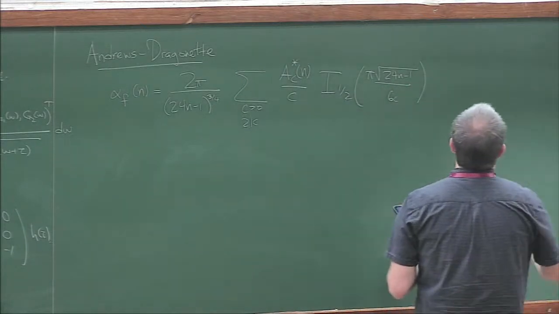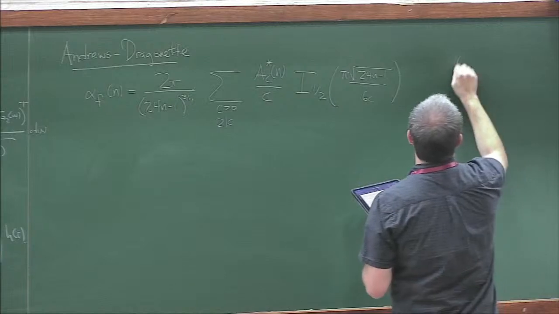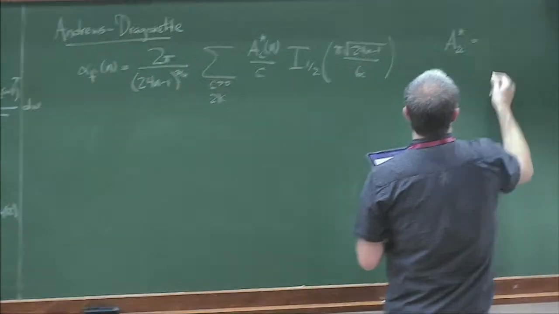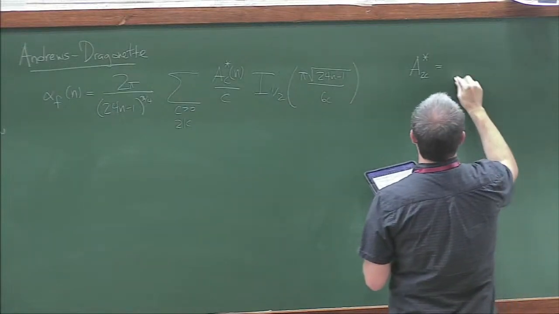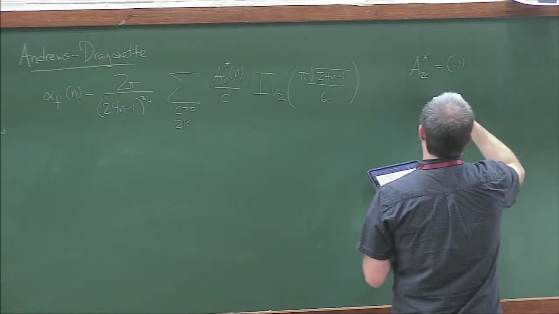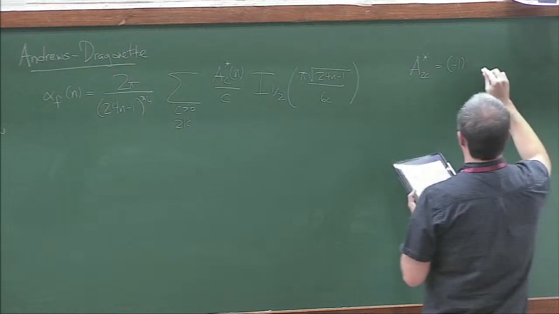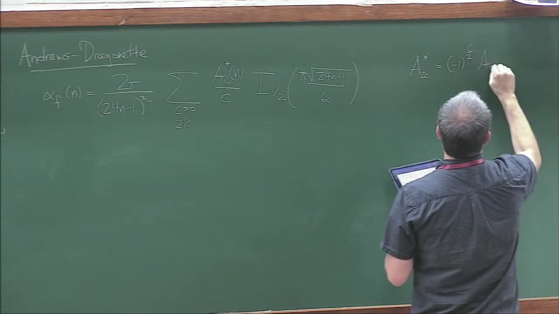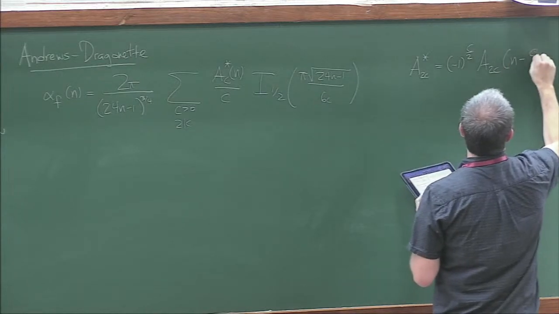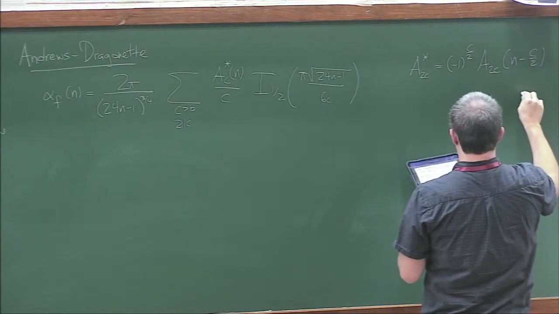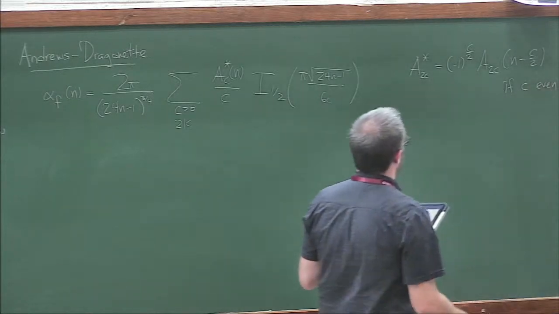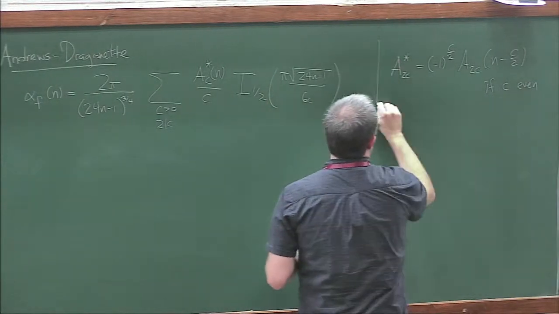And then I messed up the definition of A_c star yesterday, so let me fix that for you. The part that was messed up was if c is even, or a 2c if c is even. So this was minus 1 to the c over 2, A_2c of n minus c over 2 if c is even. So that's a correction from yesterday.